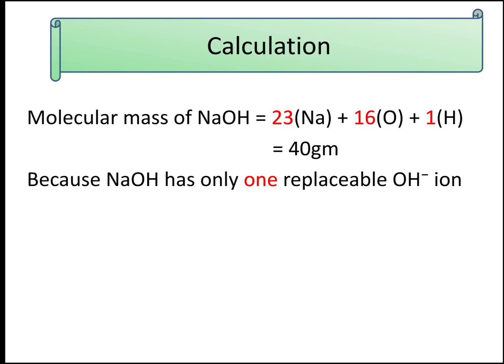And now look at the formula. It has only one replaceable OH ion. Means it has an acidity of 1. Now remember the equation. We can easily calculate its equivalent mass by using the formula of equivalent weight, which is equal to molecular mass divided by acidity or basicity. So it has a molecular mass of 40 gram and an acidity of 1. Means it has an equivalent weight of 40 gram, which is equal to the molar mass.